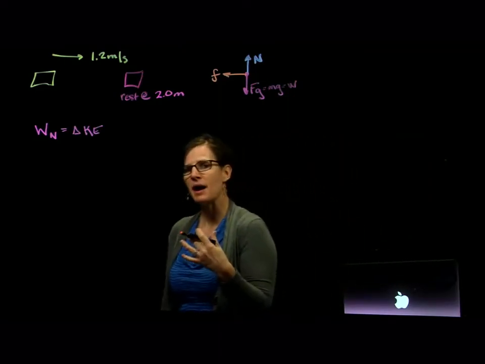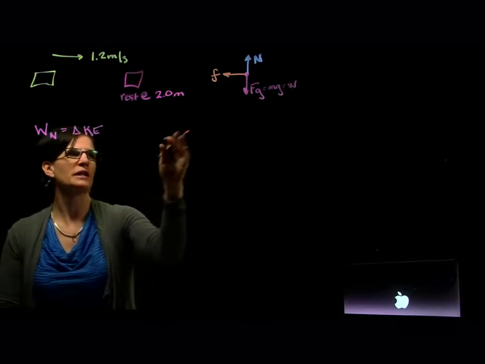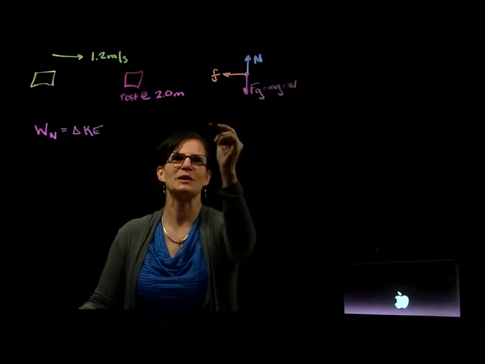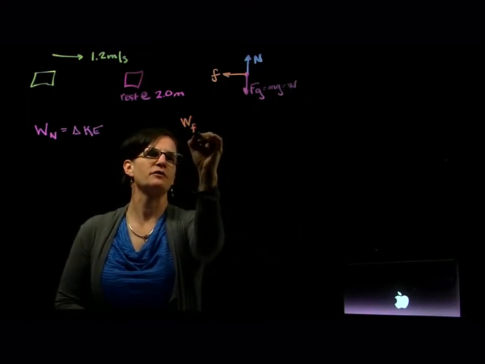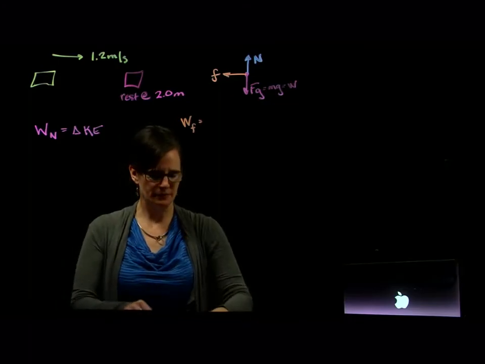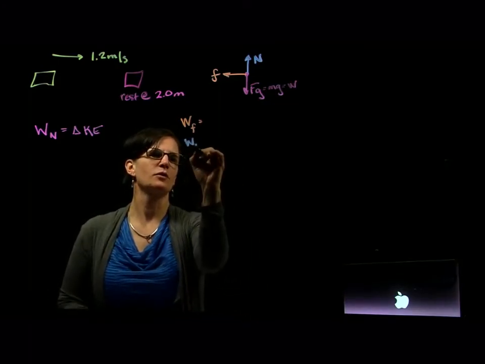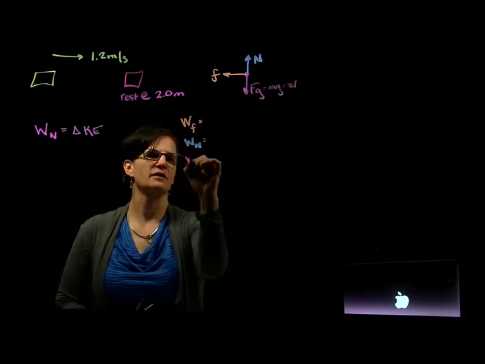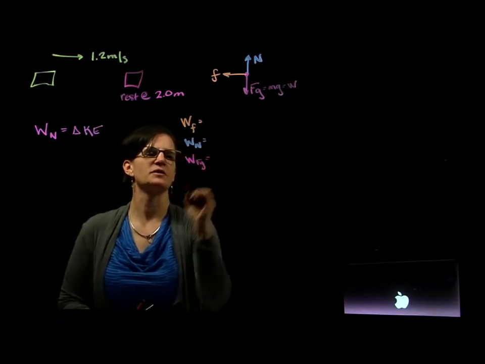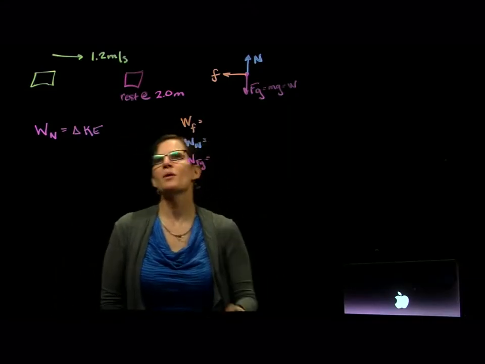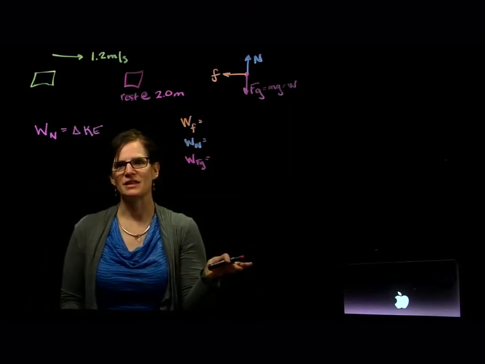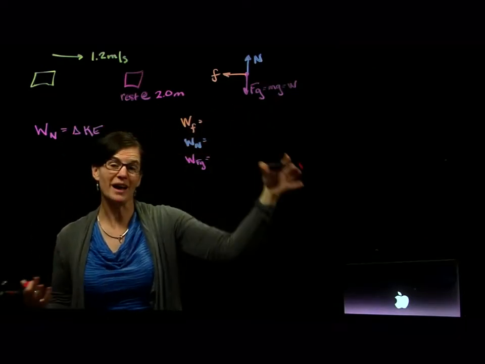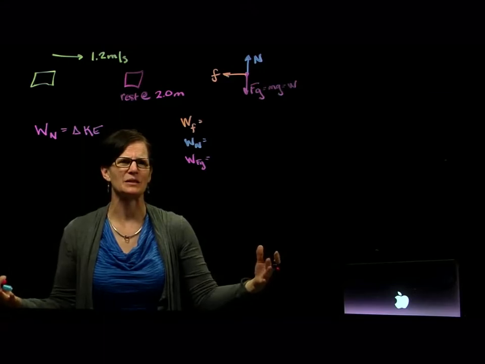Now, if we think about the net work, we can look at the work done by each one of these forces. We could have the work done by friction contributing to the net work, the work done by the normal force, and the work done by the force of gravity. Well, the motion is in the plane of the floor, and it's moving to the right. The displacement is to the right.